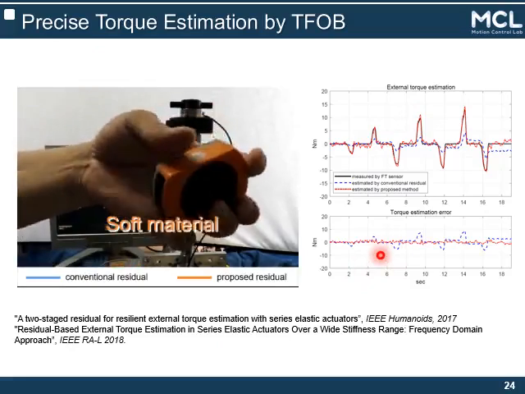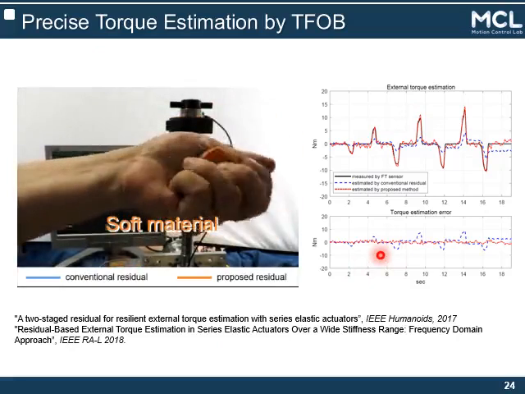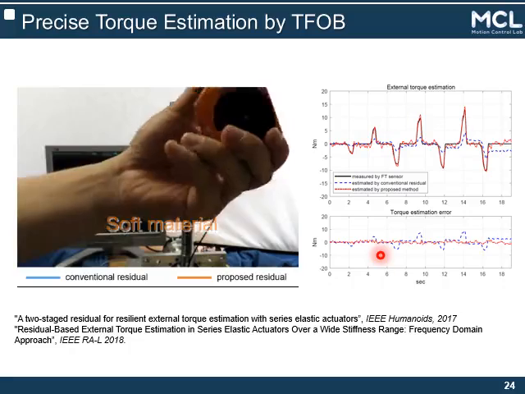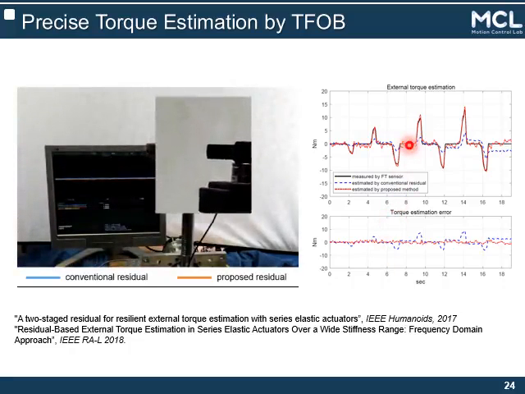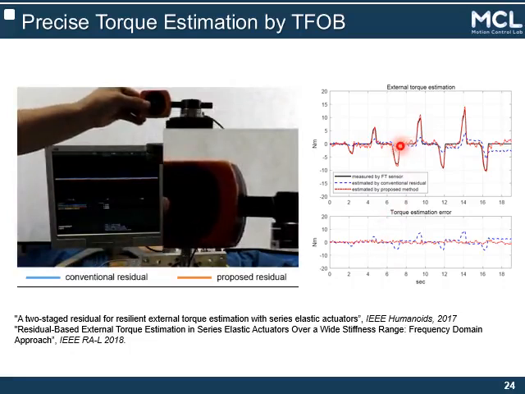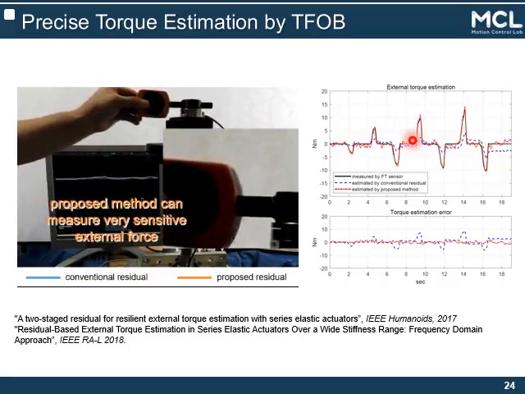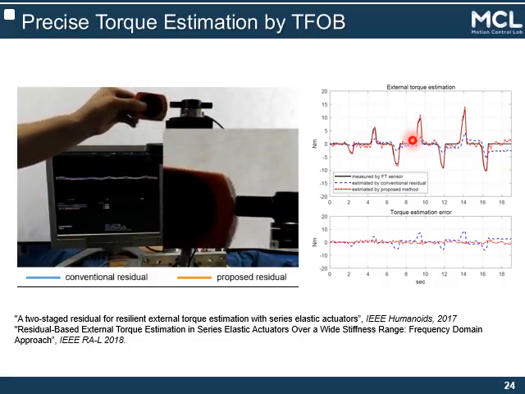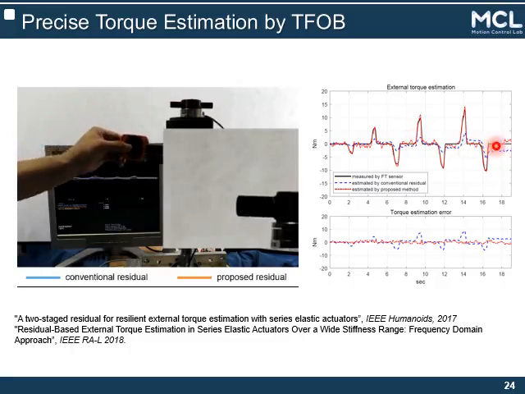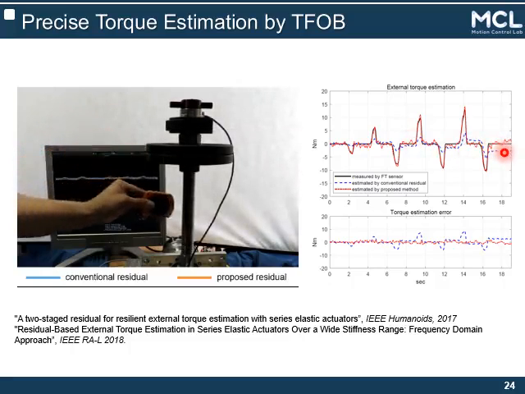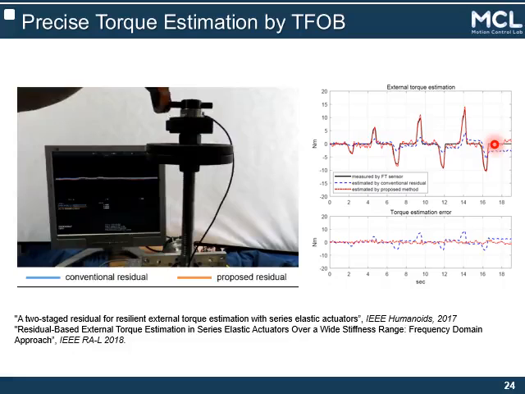This video shows the estimation performance of the TFOB. The result of TFOB is described as the red line here. This shows good estimation performance which overcomes the conventional estimation approach. Particularly, the conventional one leaves this offset, while the proposed TFOB can go back when there is no force applied.